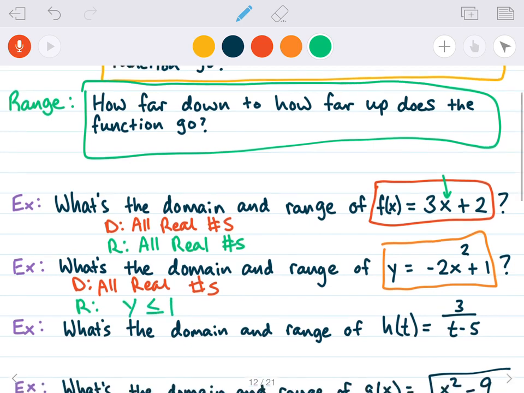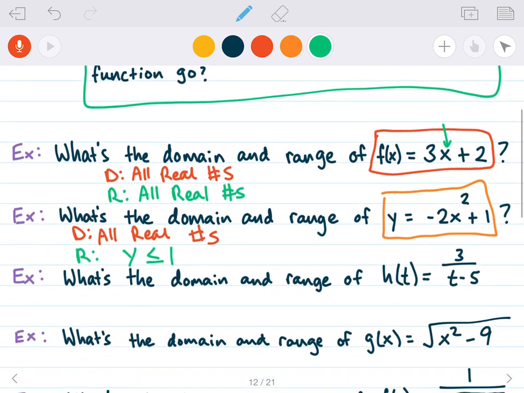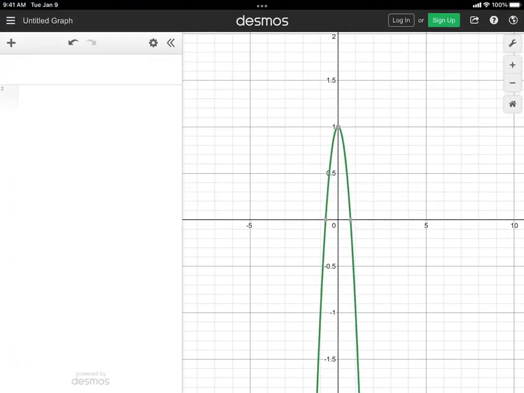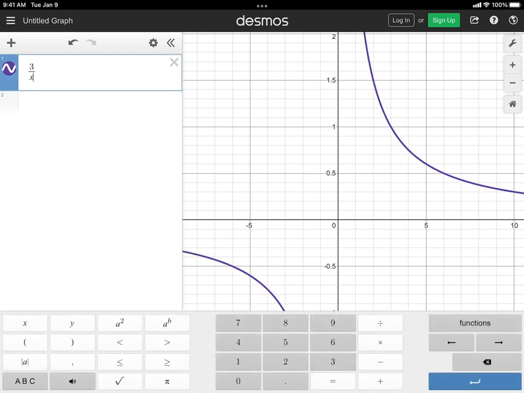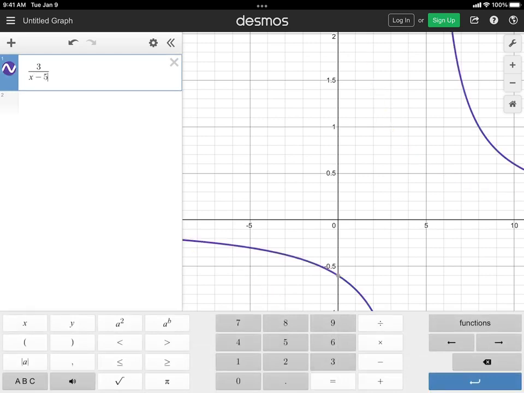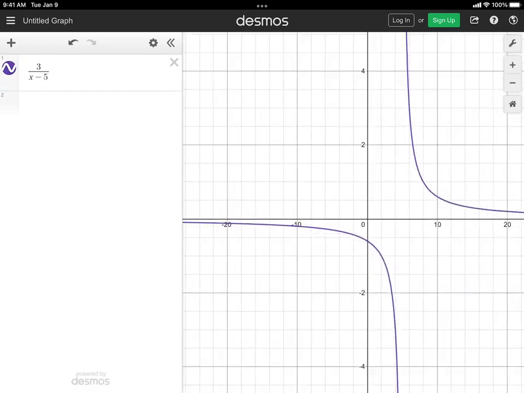All right. Okay, so let's do this next one. H of t equals 3 over t minus 5. Now, Desmos recognizes x as our independent variable, so I'm just going to put in x where I see t. So I'm going to put in 3 over x minus 5. Okay, and let's zoom out a little bit.